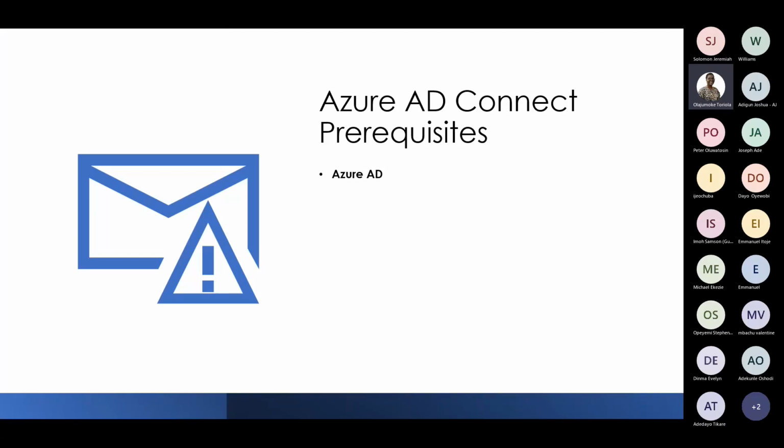So the prerequisites you're supposed to meet to install Azure AD Connect, especially when it comes to an Azure AD environment. Remember, your Azure AD Connect sits on premise. You can also install it in a VM on Azure, but it will be infrastructure as a service.